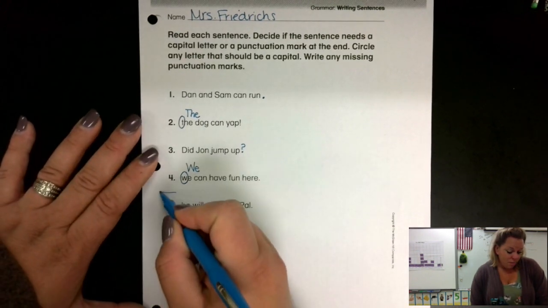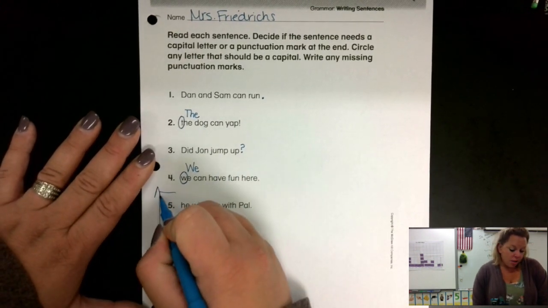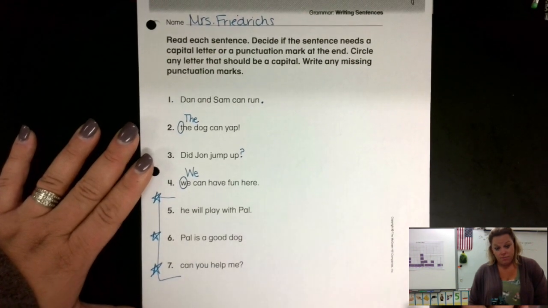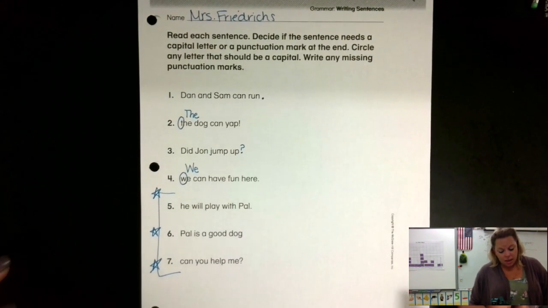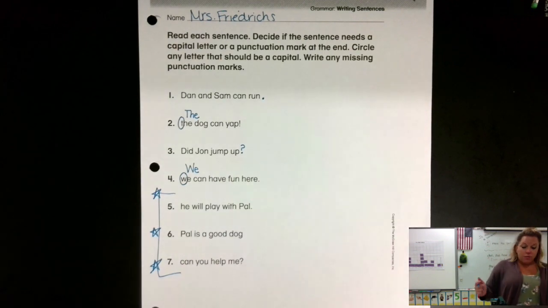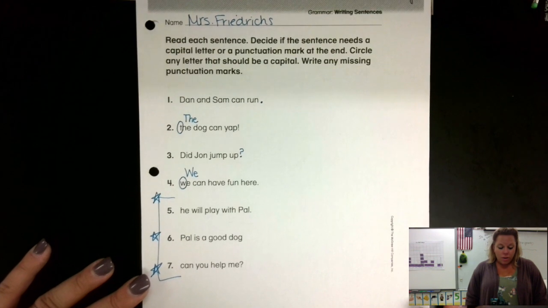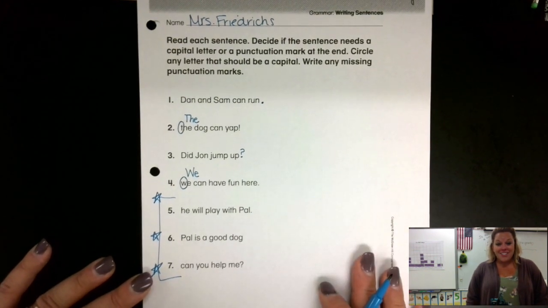Okay, so remember, I read these to you, but you need to have 5, 6, and 7 answered. You can't just leave those blank. Those were for you to do. We did the first 4 together. You do the last 3 on your own. When you're done with this, go ahead and make sure it's in your Thursday folder.